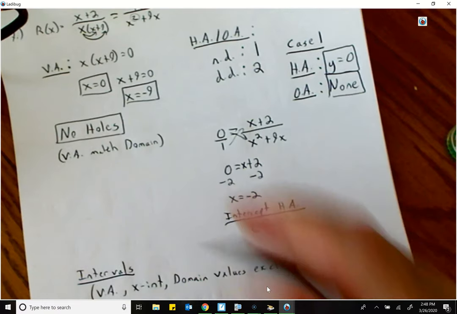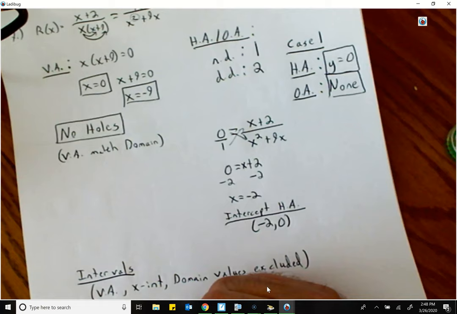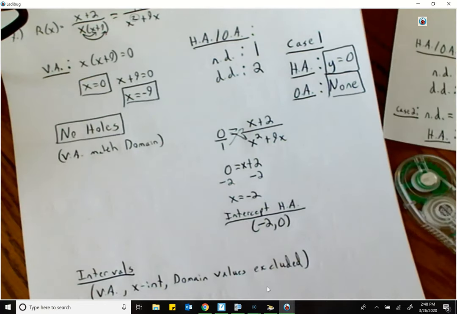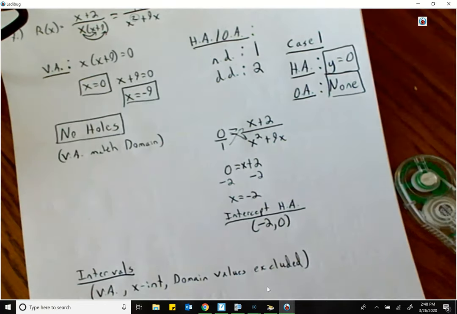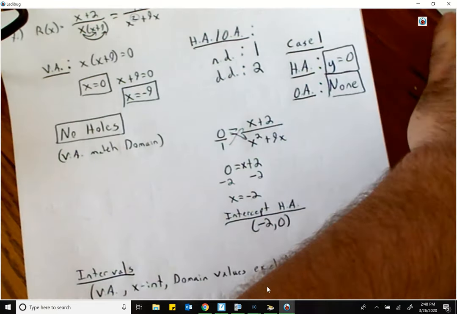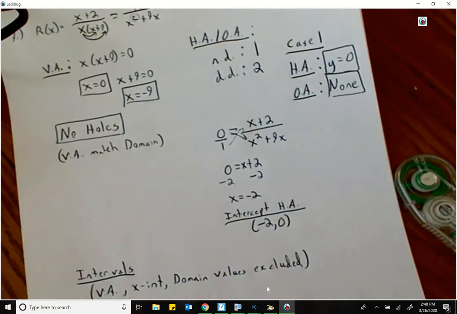Okay? So, our vertical asymptotes were negative 9 and 0. We had an x-intercept at negative 2, if I remember correctly. Sorry, I've lost my place in my notes. There it is. We had an x-intercept at negative 2, so I'm going to put that right in here. And then the domain values match the vertical asymptote, so we don't have to worry about that.